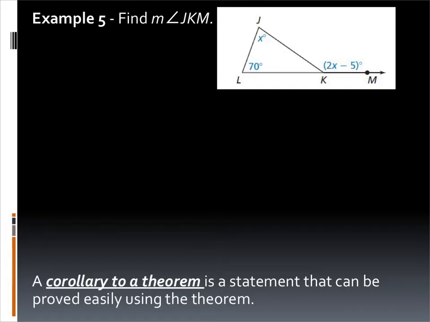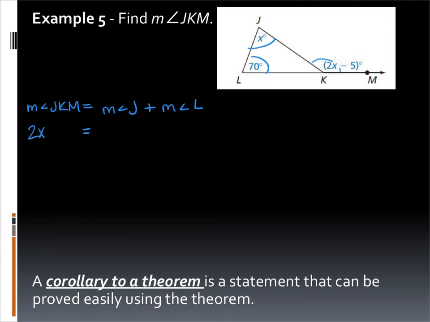Okay, so it says find the measure of JKM. So this is the angle that we're trying to find the measure of, right? Well, it's an exterior angle. So we can say that the measure of angle JKM is equal to, based on the exterior angle theorem, the measure of angle J plus the measure of angle L. So this angle and this angle.